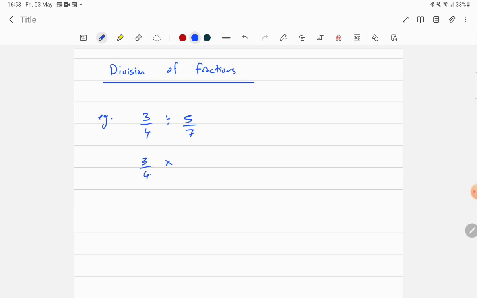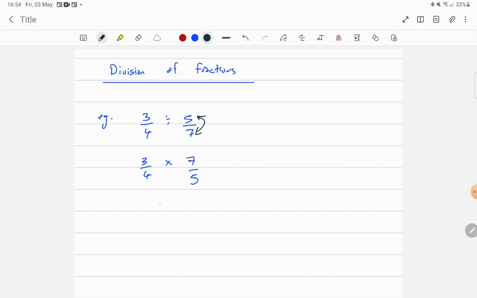So when you divide any two fractions, you need to convert that division sign into a multiplication sign, and how you do that, you need to invert it and multiply. So 3 over 4 multiplication, and you would swap the numerator and the denominator. So these two will be swapped around, so invert it and multiply, and therefore you treat it as normal.